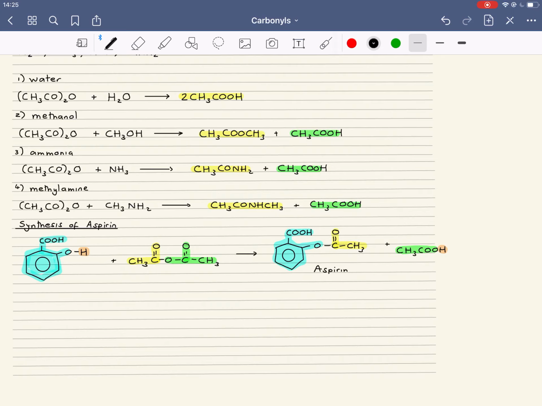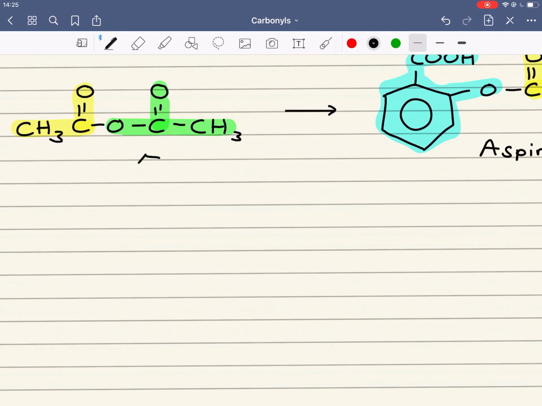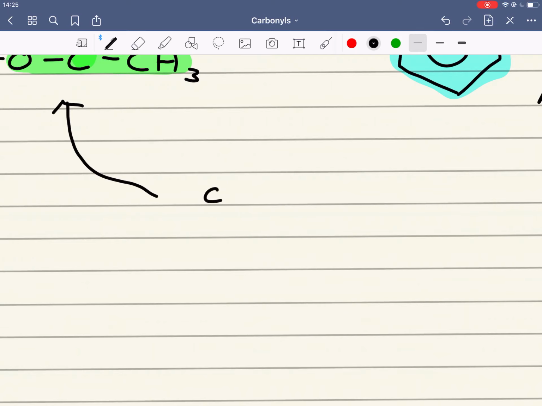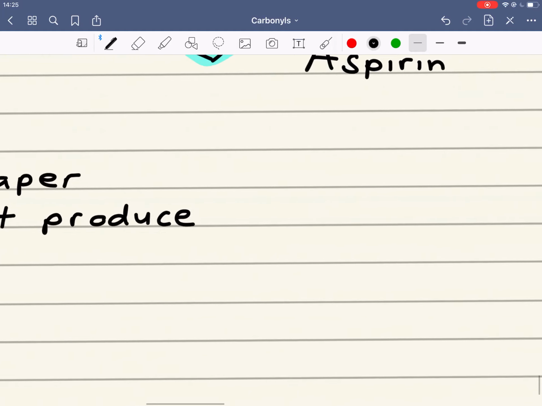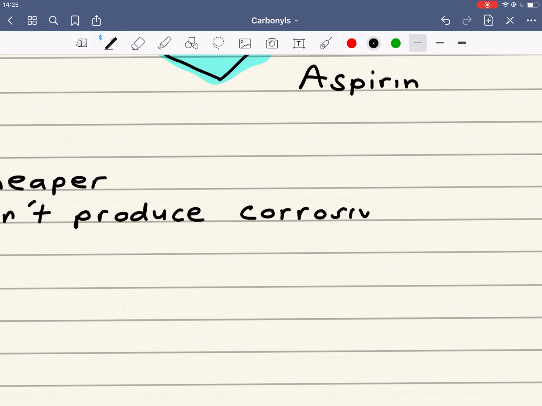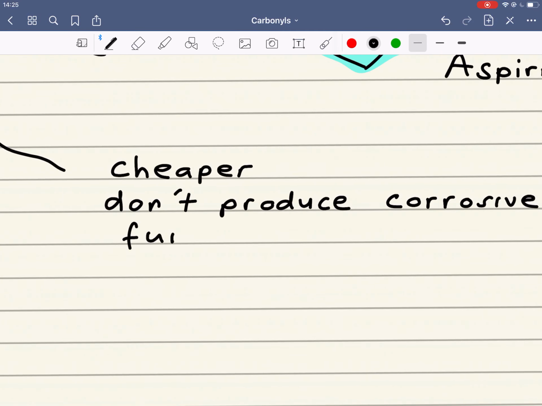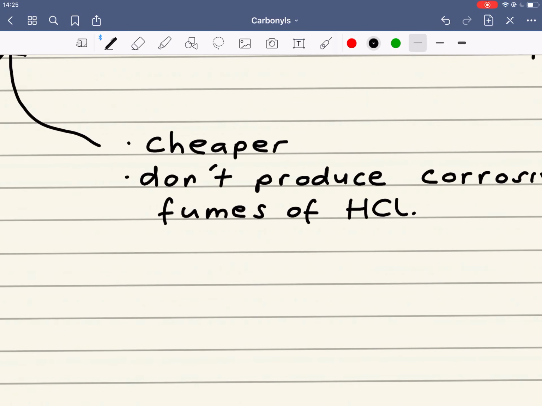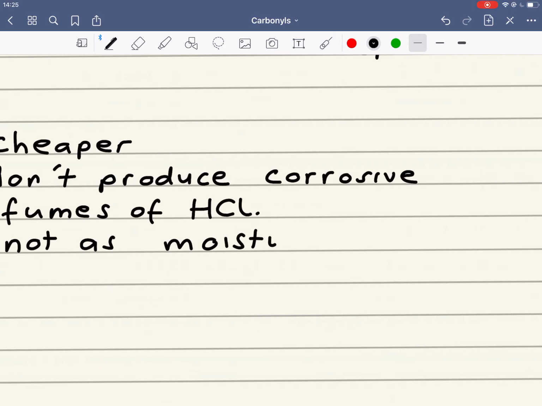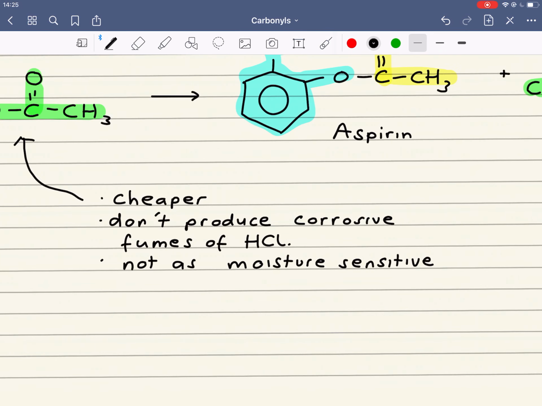Now, you may ask, why would we use ethanoic anhydride? Why couldn't I use ethanoyl chloride? Well, it's better to use the anhydrides because they are cheaper and they don't produce corrosive fumes of HCl. There are other reasons why I would use it. They're not as moisture sensitive as well. They don't react as fast with water as acyl chlorides do.